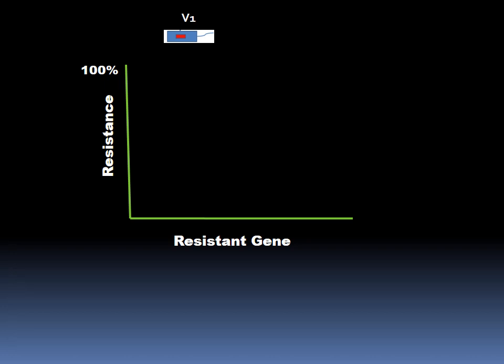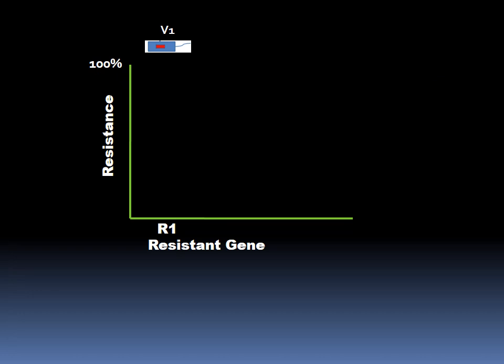If you look at the screen, you can find a graph. On the x-axis there is a resistant gene, and on the y-axis there is resistance, and the maximum resistance is 100%. And at the top of the graph you can find a bacteria which possesses the V1 pathogenic gene. But if you look down at the x-axis, no resistant gene is present in the plant against this bacteria. If by chance this bacteria attacks this plant, what would happen? This bacteria goes undetected, and because it goes undetected, it causes the disease.